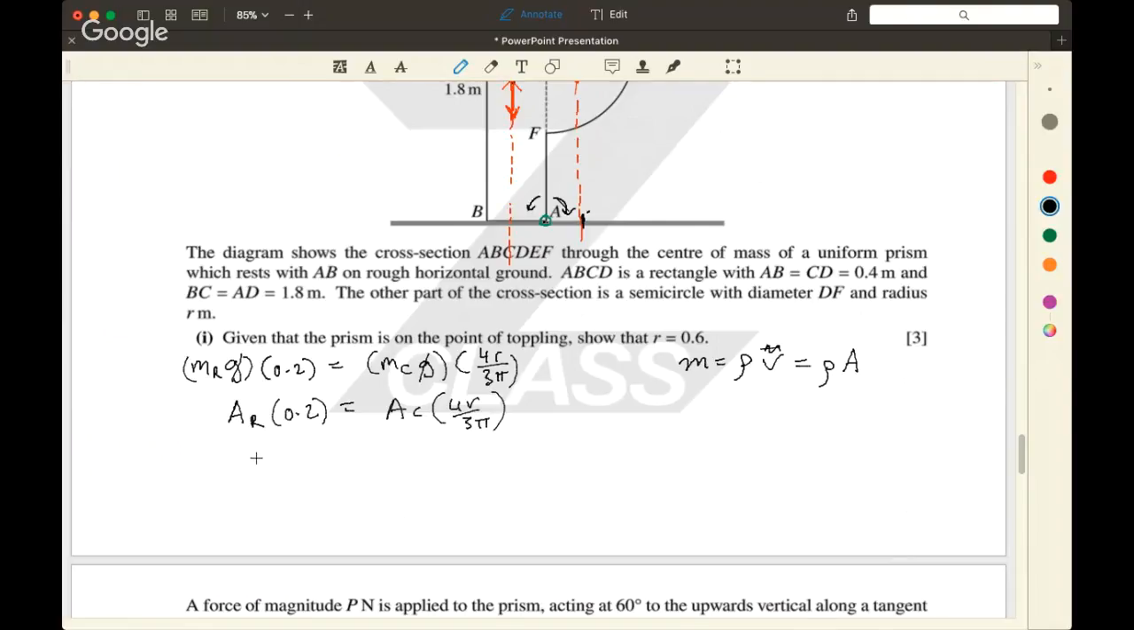Now this you can work out yourself, no problem. You'll get that 0.144 is 1/2 pi r squared times 4r over 3 pi. And this will give you 2r cubed on 3, and that'll give you that r is equal to 0.6.